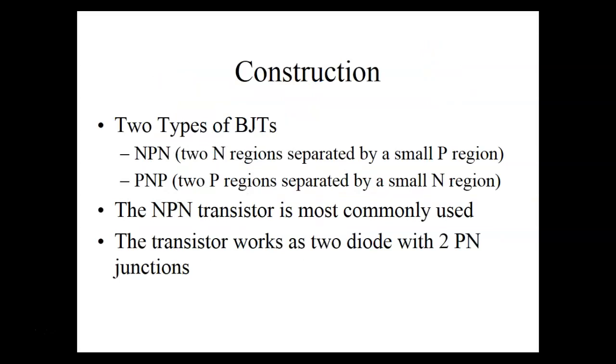So we know we have 2 types: an NPN and a PNP, right? NPN is 2 N regions separated by a small P, and PNP is 2 P regions separated by a small N. The NPN transistor is the most common, because NPN transistors normally run with a positive power supply, and a PNP is normally run with a negative power supply. So the NPN is by far the most widely used.